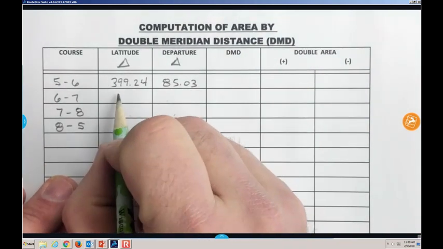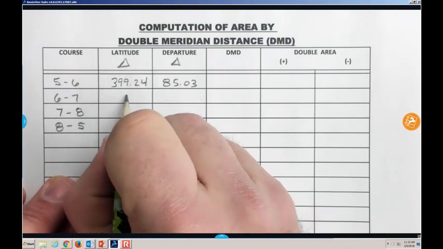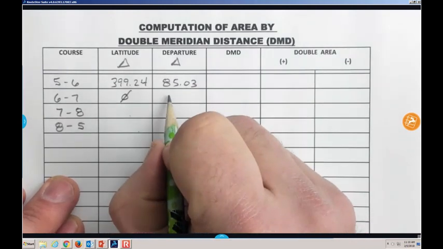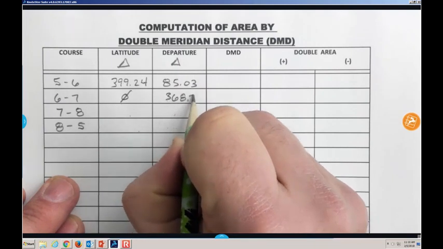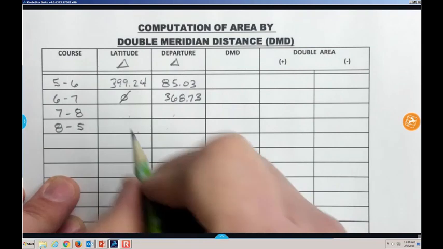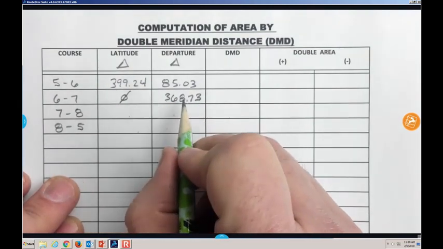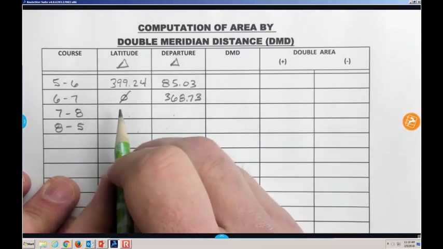Latitude for 6 to 7? 0. Okay. We're 0 there. Same coordinate. How about the departure? 368.73. Okay. 7 to 8. What are the signs there? They're both positive, right? Yes. We're heading in the east direction there.